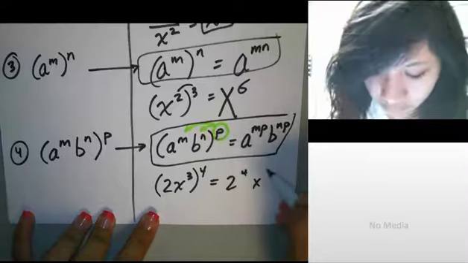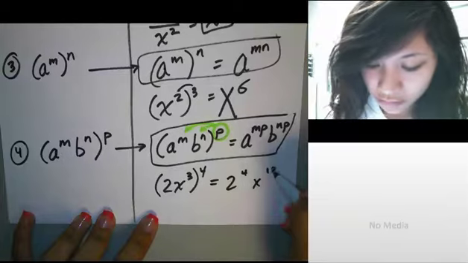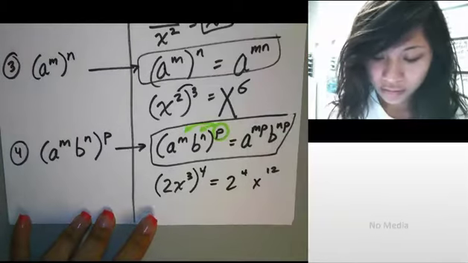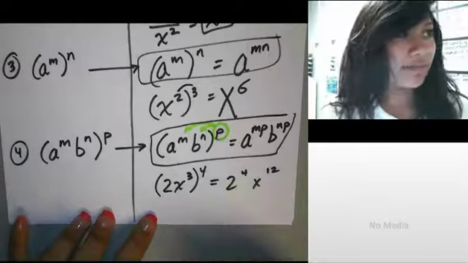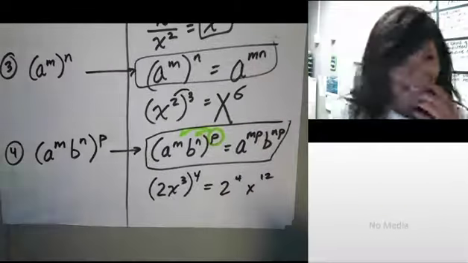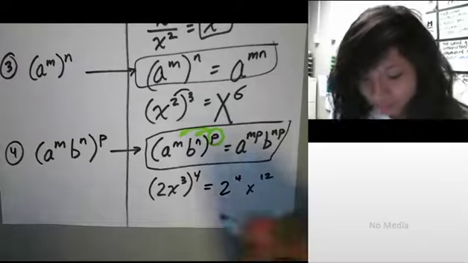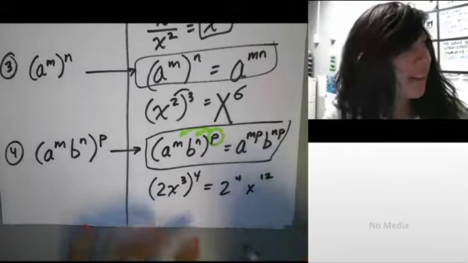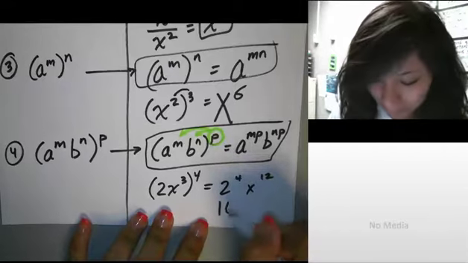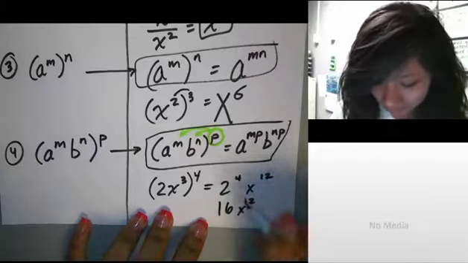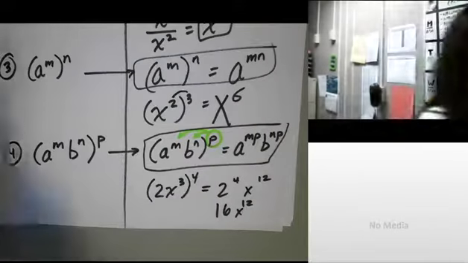So Alyssa is applying the 4 to everything inside of the parentheses. So she gets 2 to the 4th, x to the 12th. Excellent. Now, can we multiply out 2 to the 4th? Yes. 2 to the 4th is 2 times 2 times 2 times 2. That comes out to how much? 16. Good. Perfect. You can see it. 16x to the 12th. Perfect. Everybody give Alyssa a round of applause.